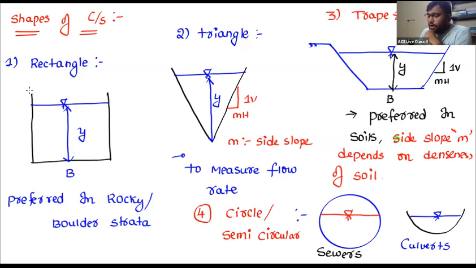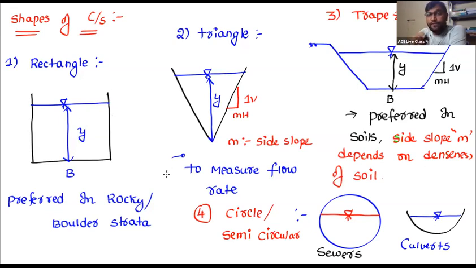Listen, for all the channels, you can see the cross-section area. What is the cross-section area of the rectangle? B into Y. The triangle, half into base into height. Trapezoidal you can find out, and the semicircular also you can find out. Now, for all the sections, let's assume the cross-section area of all the cross-sections is the same. The flow area, whatever the flow area or cross-section area.